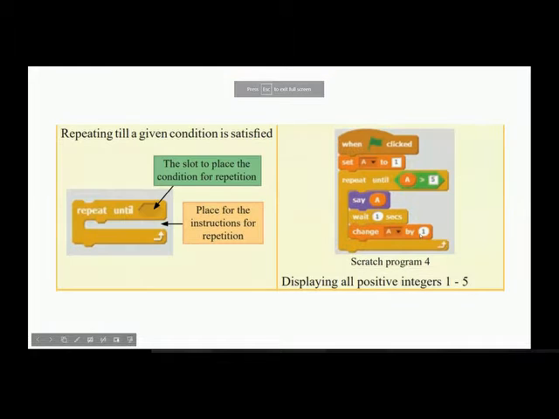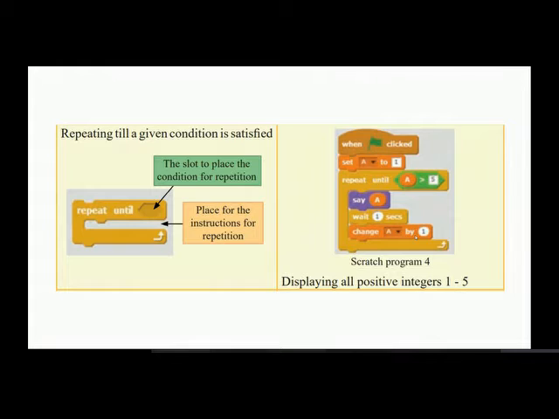Next we have repeat until, repeating till a given condition is satisfied. In this block you can repeat until this condition is satisfied. For example, if our condition is the till filled, we are asking: is the till filled? If no, then you have to repeat it. Likewise, you have to put the condition here.